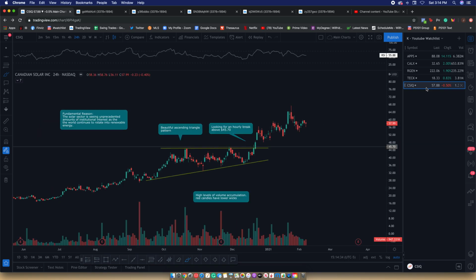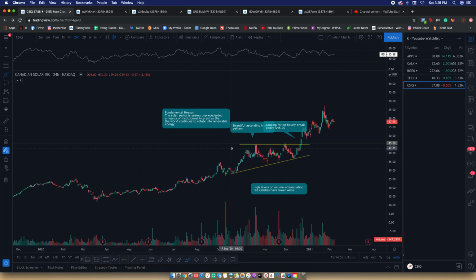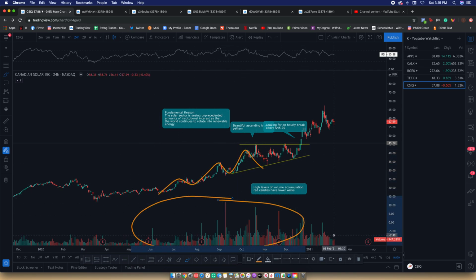The last stock we're looking at today, CSIQ. So Canadian Solar. You guys know I've been exceptionally bullish on the solar industry overall, renewables overall I should say, and CSIQ is no different. The fundamental reason: the solar sector is seeing unprecedented amounts of institutional interest as the world continues to rotate into renewable energy. So I didn't even have to do the fundamental research to understand we are in a daily uptrend. Huge levels of bull volume accumulation.